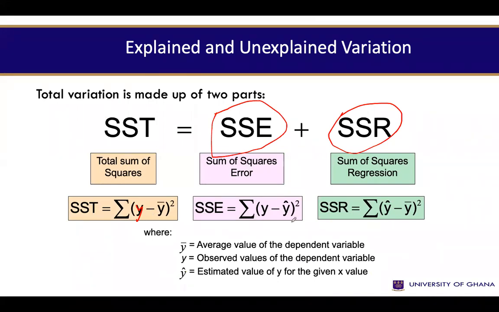Now, SSE is the difference between the actual and the predicted. So we have Y minus Y hat all squared. And then SSR is the difference between the predicted and the average.